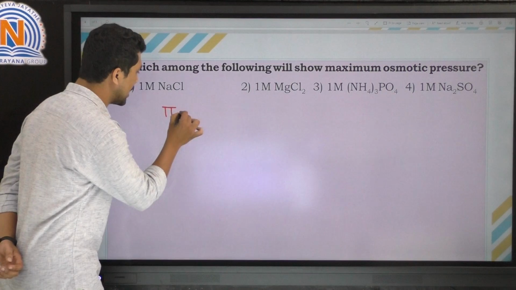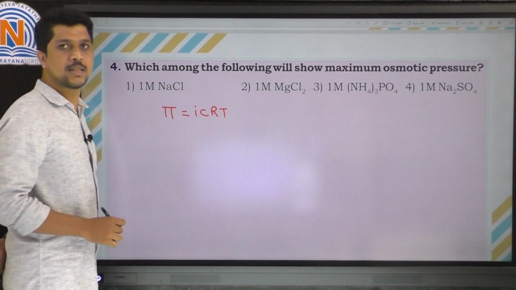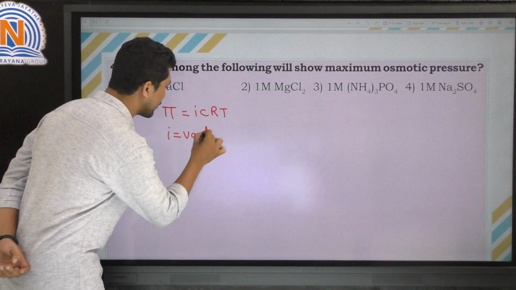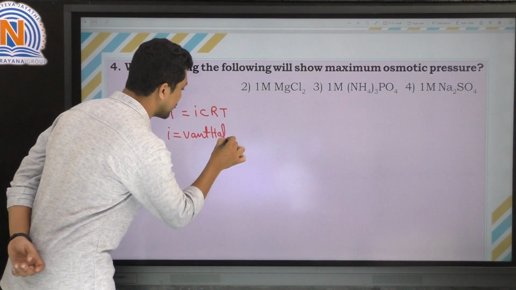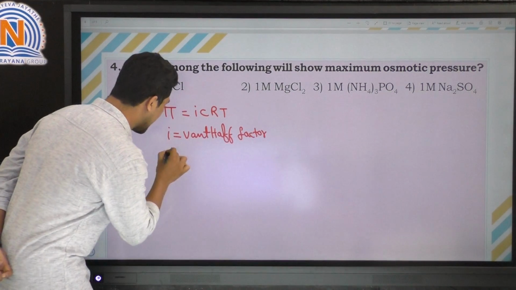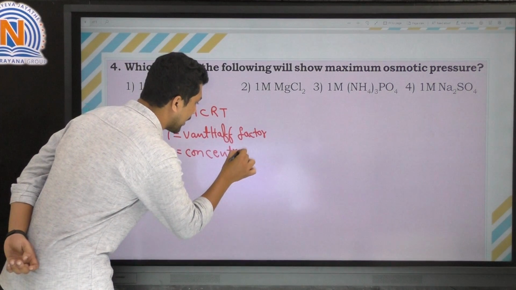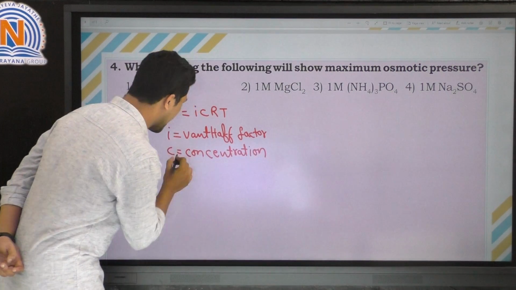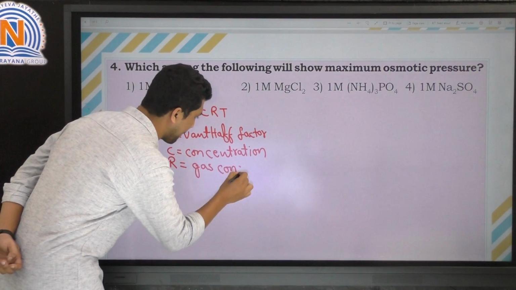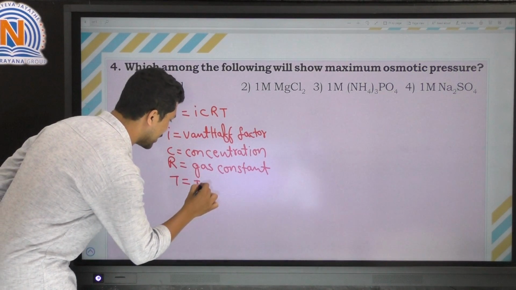The osmotic pressure π equals iCRT. Here i is the van't Hoff factor, C is the concentration, R is the gas constant, and T is the temperature.